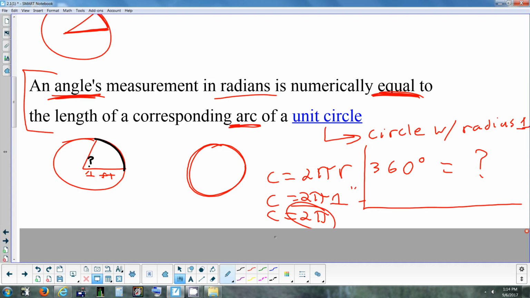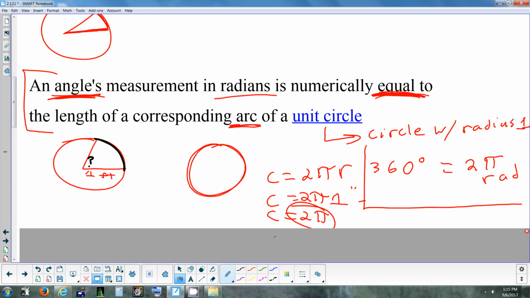But what is that the same as? That 2 pi is the measurement of the arc, but it's also equal to the measurement of the what? The angle. So that means in 360 degrees, there are 2 pi radians, because the circumference and the measurement of the angle come out exactly the same.